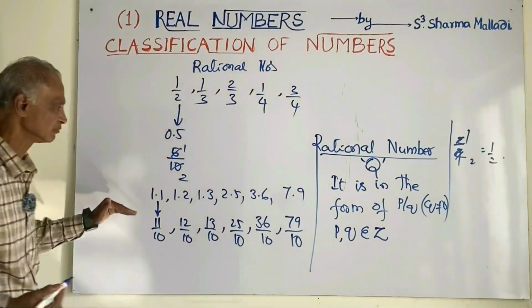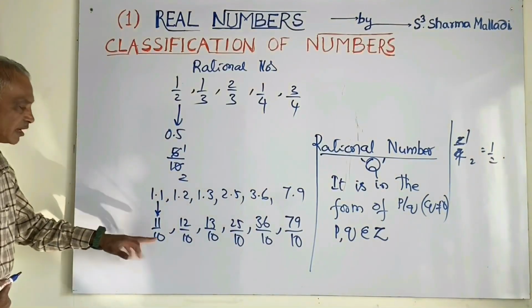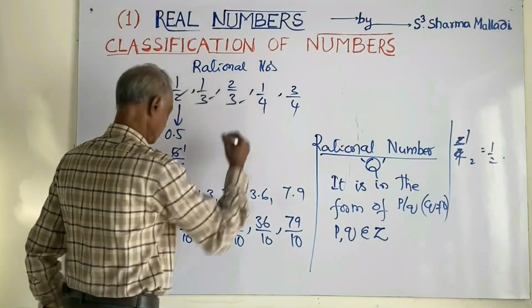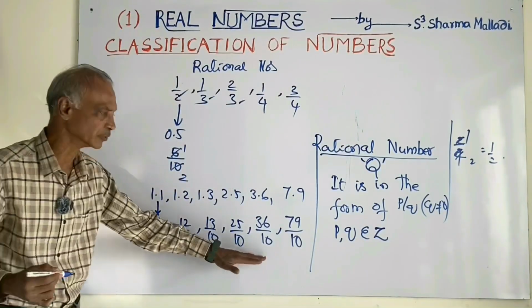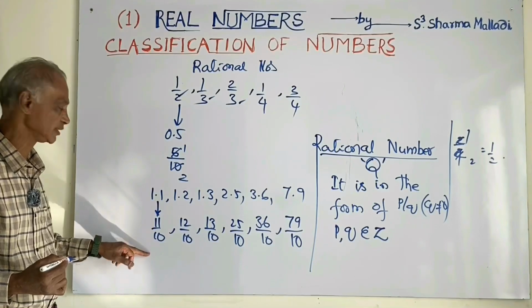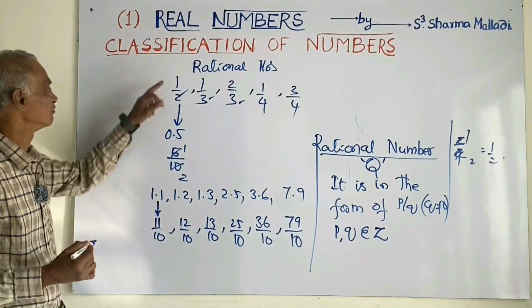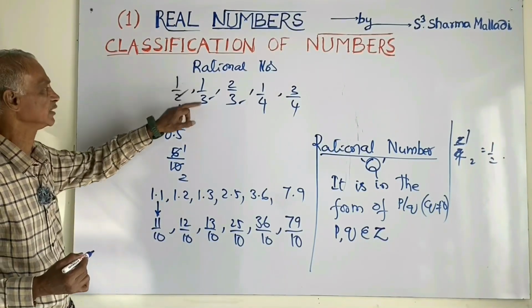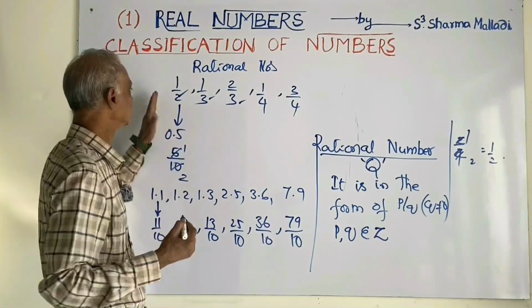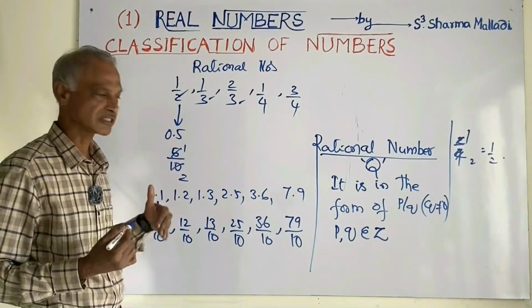You observe all the denominators, they are not equal to 0. For P and Q, 11 and 10 are integers, 12 and 10 are integers, 1 and 2 are integers, 1 and 3 are integers, 2 and 3 are integers. You observe all these, they are rational numbers.